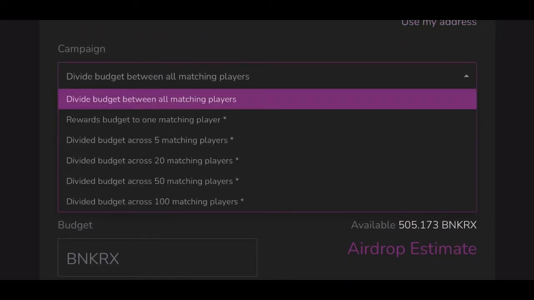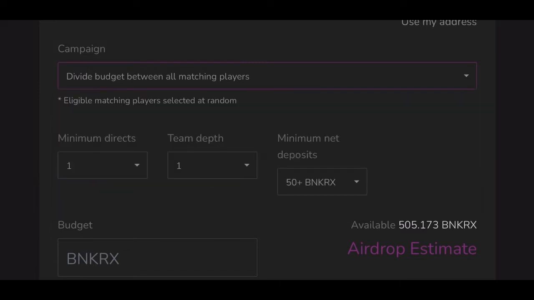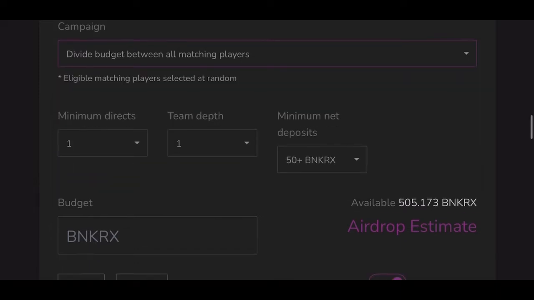You can reward the budget to 1 matching player. You can divide the budget across 5 matching players, so basically 5 randomly selected players will win it. All the way up to 100 matching players. Most people use divide budget between all matching players. Now let me go through the different aspects of this.